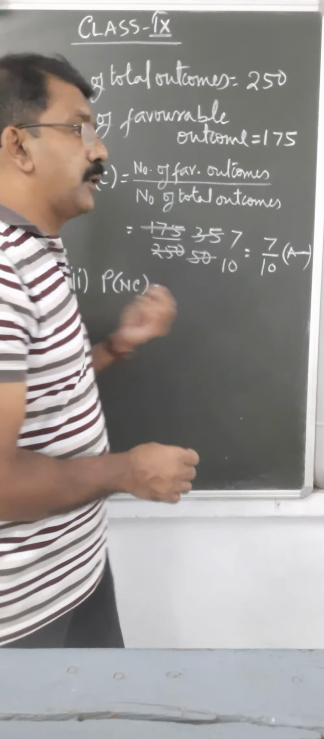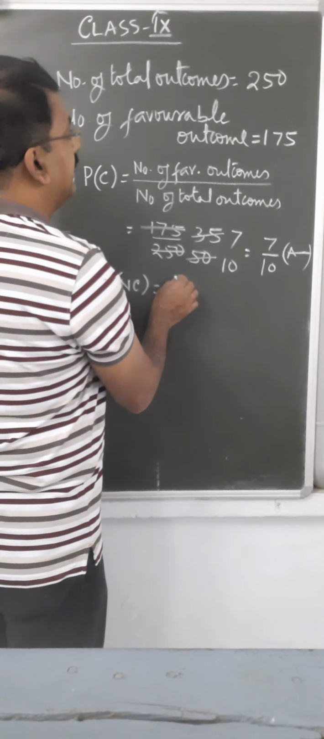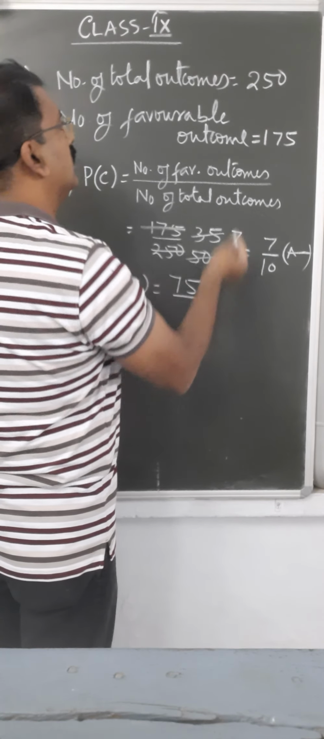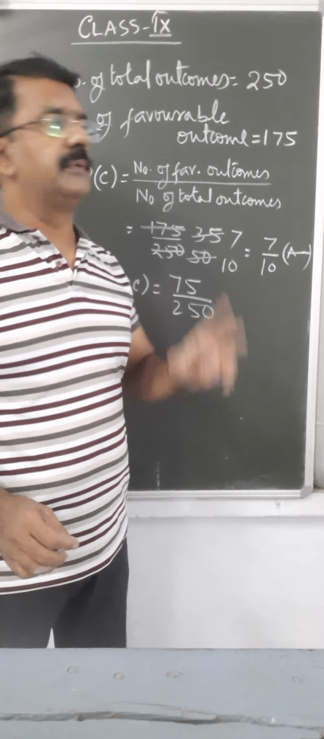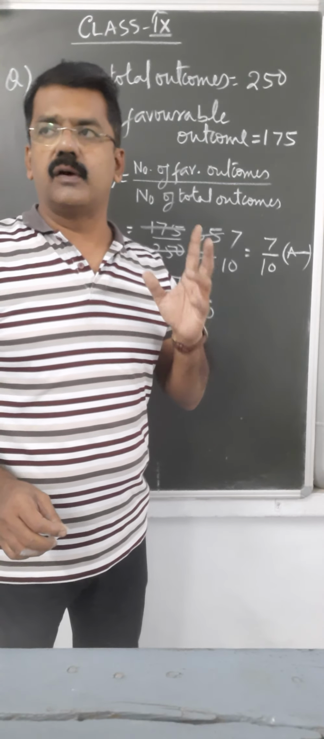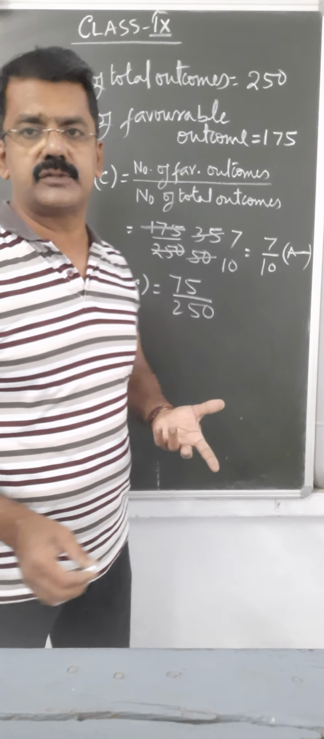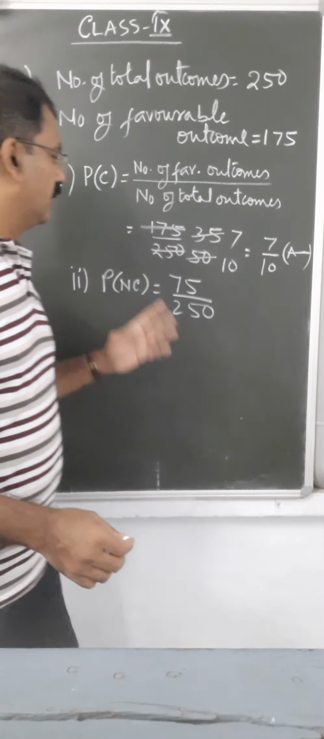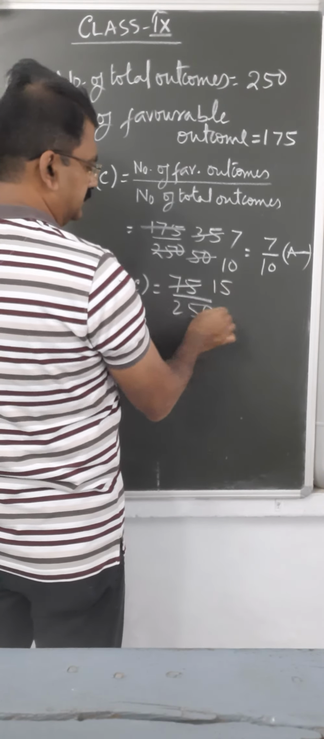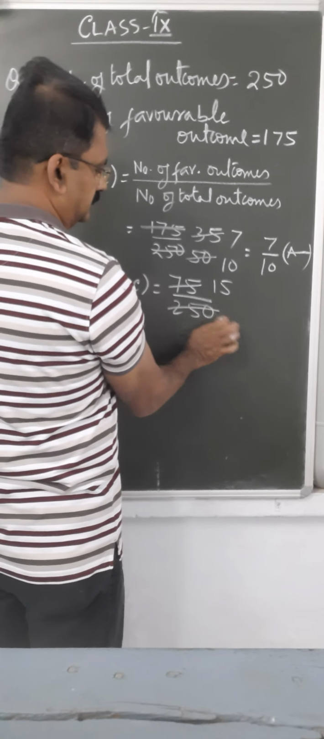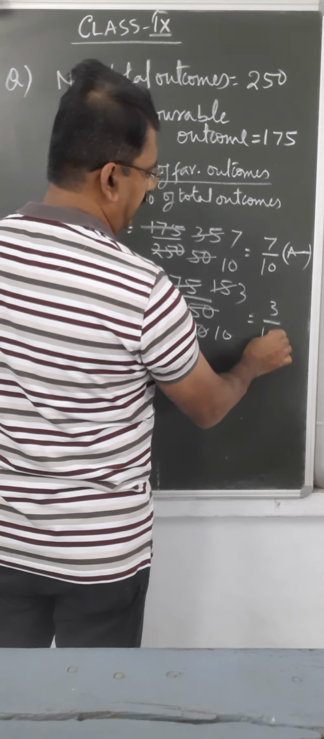So now to find the probability that the forecast was not correct, the favorable outcomes will be 75 only, because on 75 days the forecast was not correct. The total outcomes remain the same, that is 250. Now when you divide by 5, and again by 5, your answer is 3 upon 10.